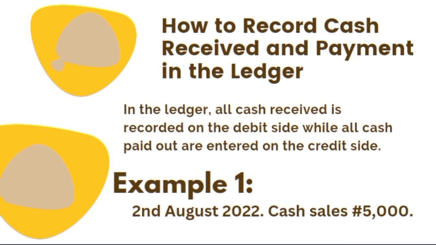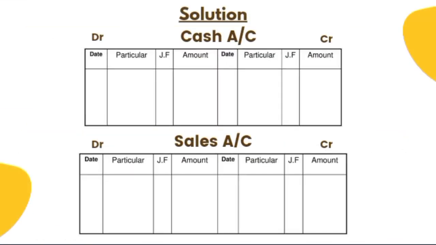Let's take an example. On 2nd of August 2022, there was a cash sales of 5,000 naira. If you look at this transaction, two accounts are involved: the cash account and the sales account. These are the two accounts involved in that transaction.